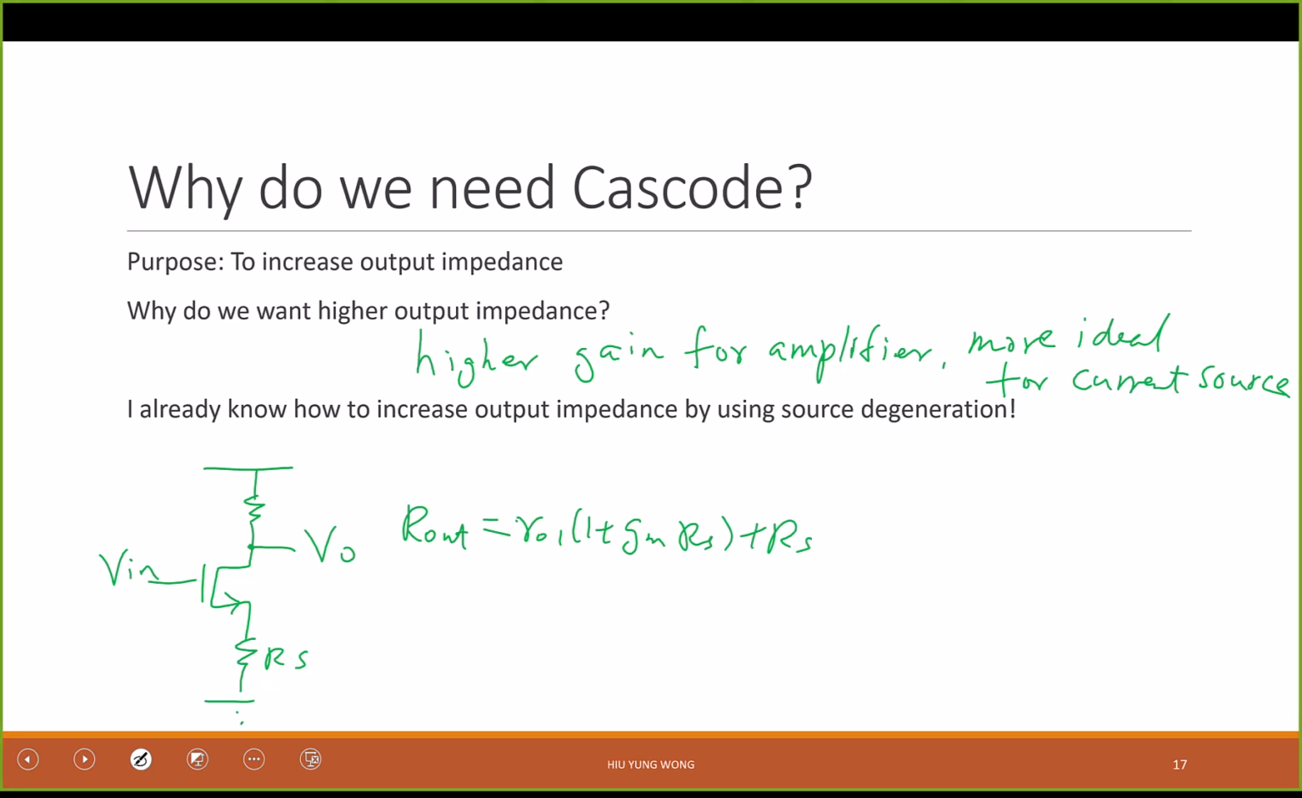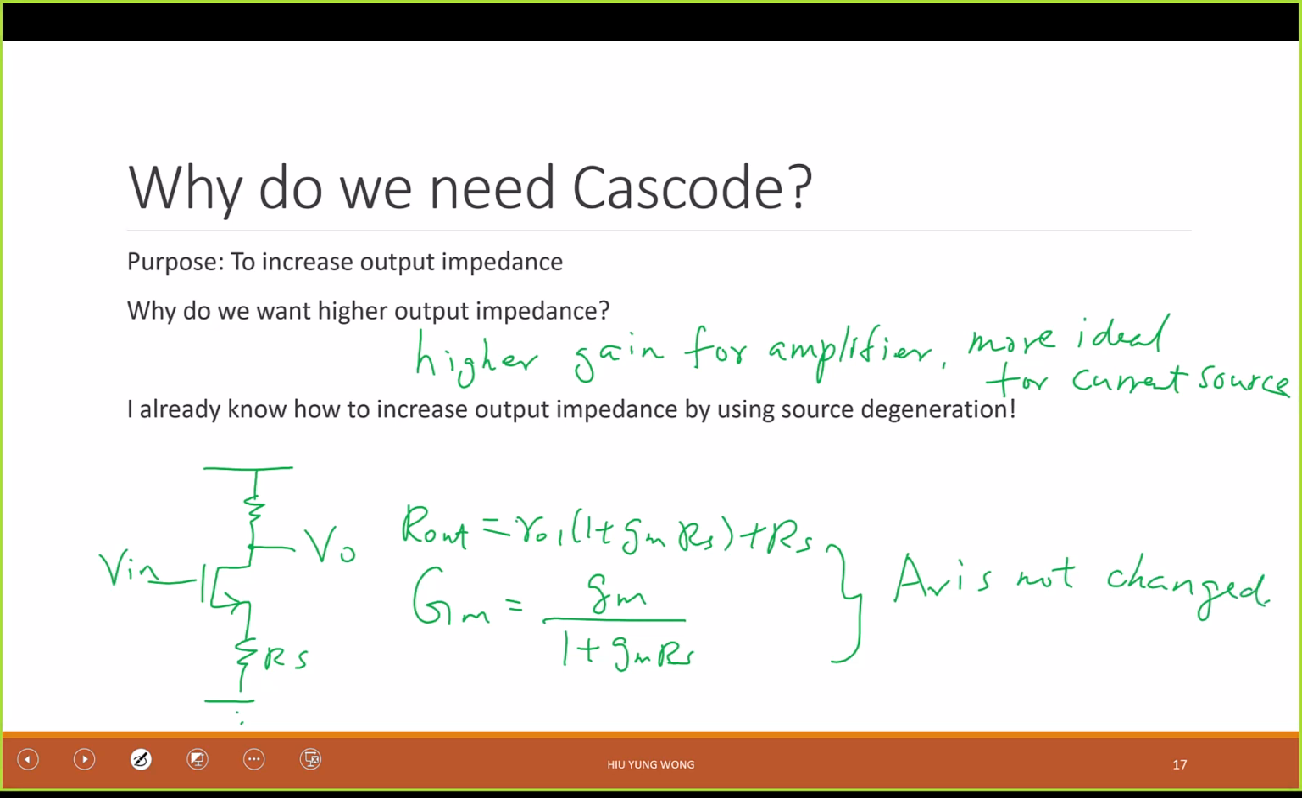The problem of degeneration is that its gm is also reduced. It becomes gm divided by 1 plus gm RS. So as a result, the gain does not change. That is the problem of degeneration, and that's why we want to use Cascode.